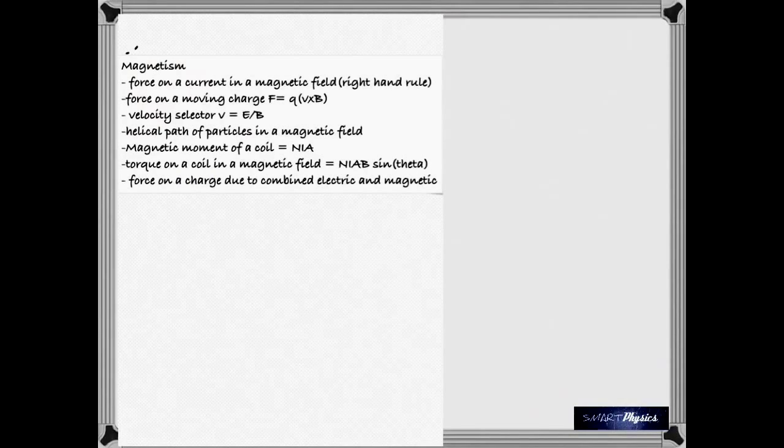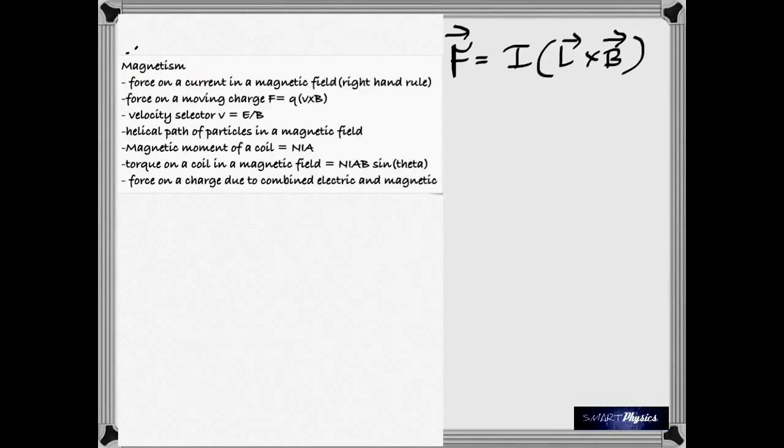Important rules here. The force on a current carrying conductor in a magnetic field is given by the right hand rule, and the formula is IL cross B. The force on a moving charge is F equals QV cross B. Velocity selector: the velocity of the particles that go through in a combination of electric and magnetic field is E by B.